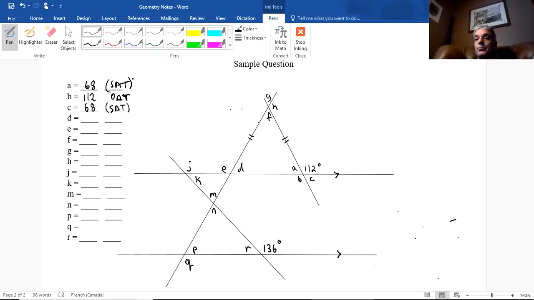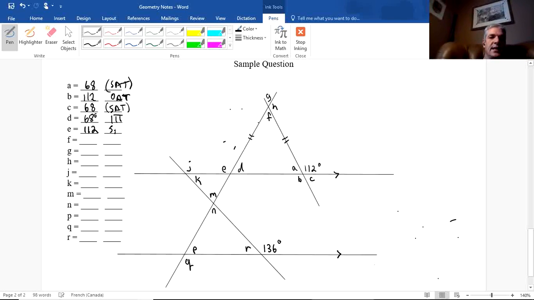Now, once I'm here, I can then jump across and go, oh, look at this. This is an isosceles triangle because of these two hash marks. So therefore, D must equal A. Therefore, A and D are the same. And so that's 68 degrees. And that's ITT, okay? Isosceles triangle theorem. And then I can quickly jump and do E, which is obviously 112 degrees because it is supplementary to D, supplementary angle theorem. So we got 112 SAT.